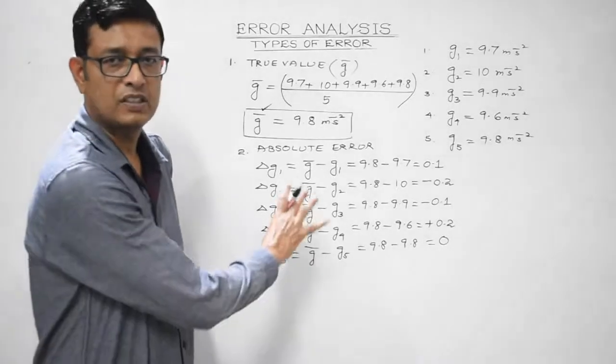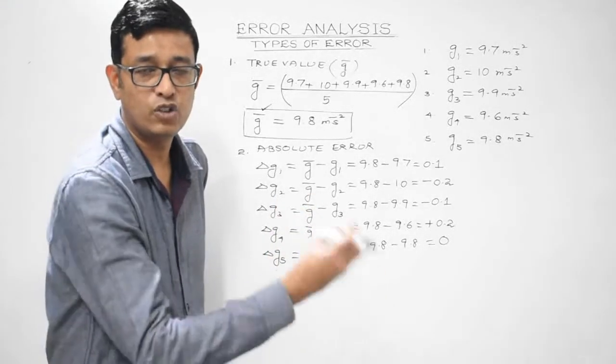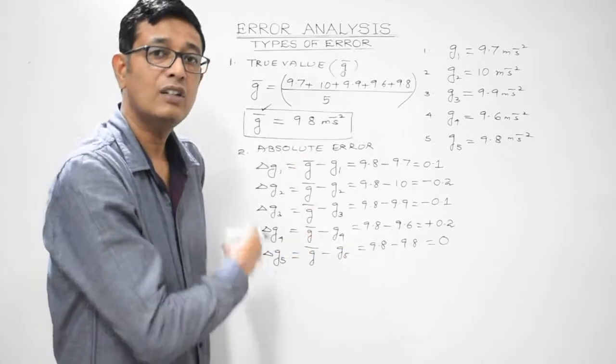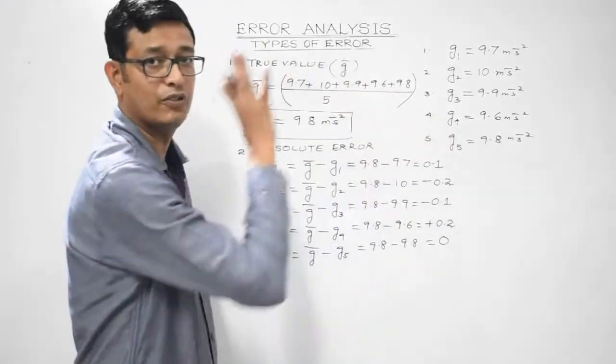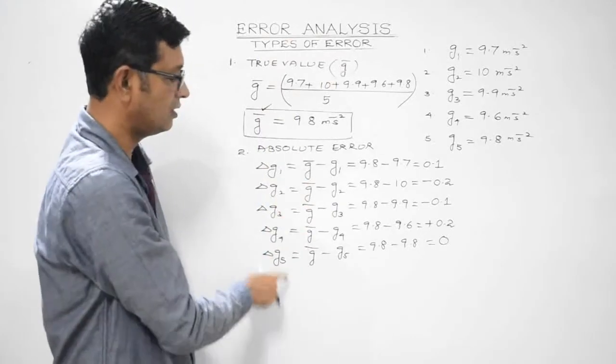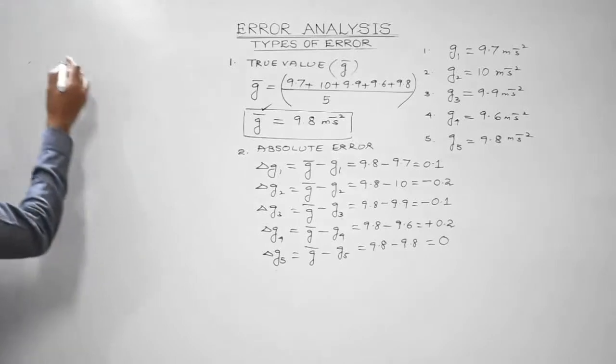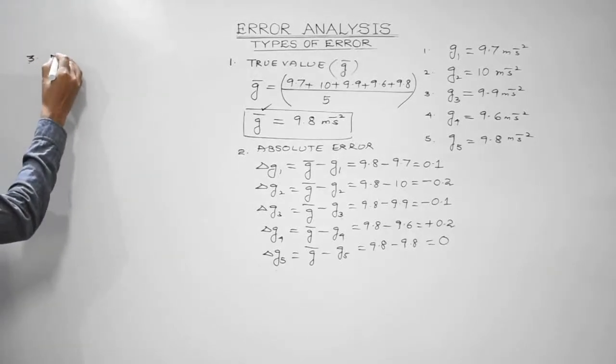So students, I hope it's clear. Absolute error in the individual observation is given by the difference between the true value and the observed value in that particular observation. So these are the absolute errors in the 5 different observations. Right? Now let's find mean absolute error.